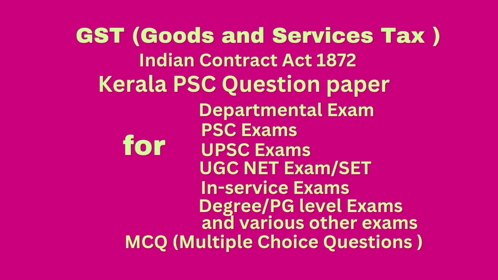Question number 83. Ubi jus ibi remedium means dash. Answer, where there is right, there is remedy. Question number 84. Damages which naturally and directly arose in the usual course of things from the breach are known as dash. Answer, ordinary damages.